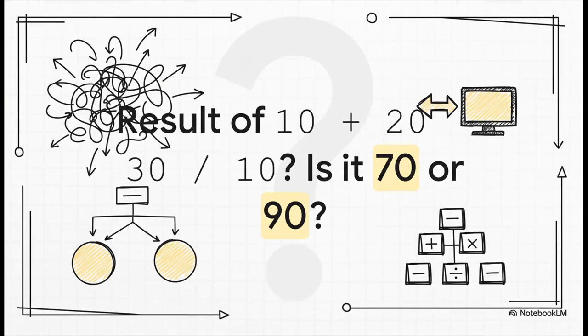Just take a look at this expression right here. 10 plus 20 times 30 divided by 10. If you just read it left to right, you get 90. But if you remember your math class and do multiplication and division first, you get 70. So, which is it? A computer can't guess.